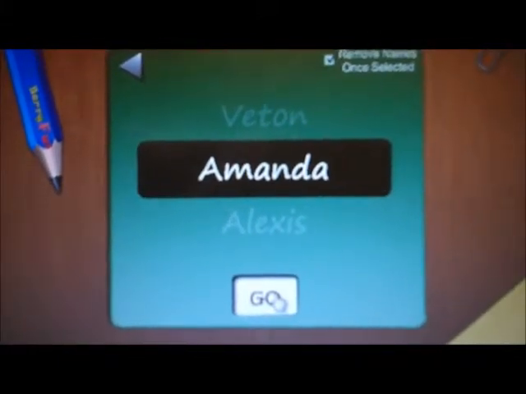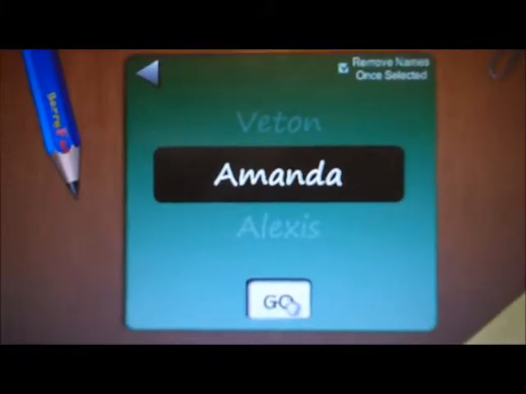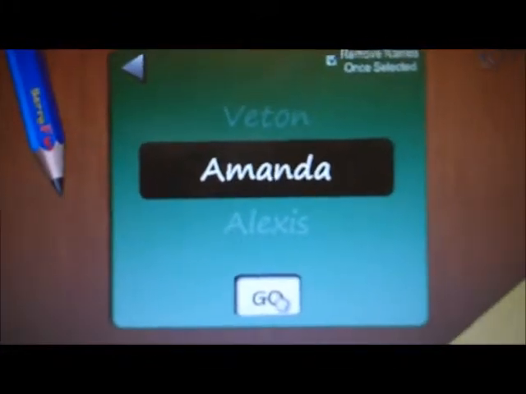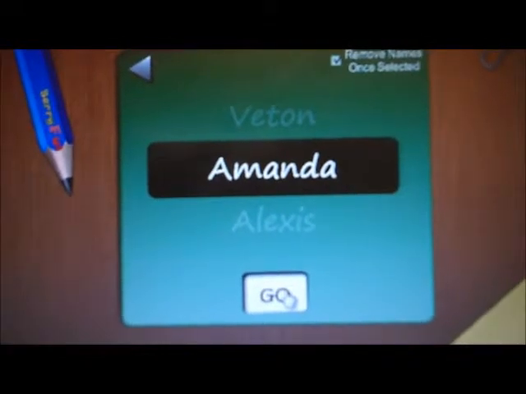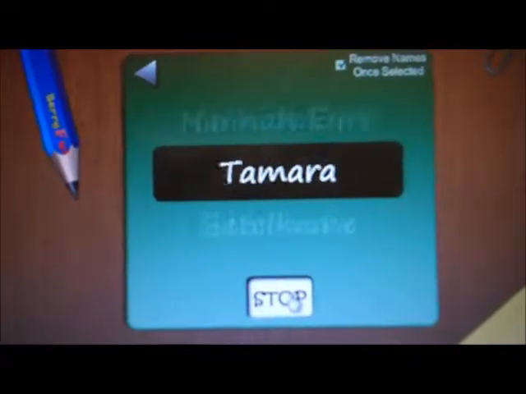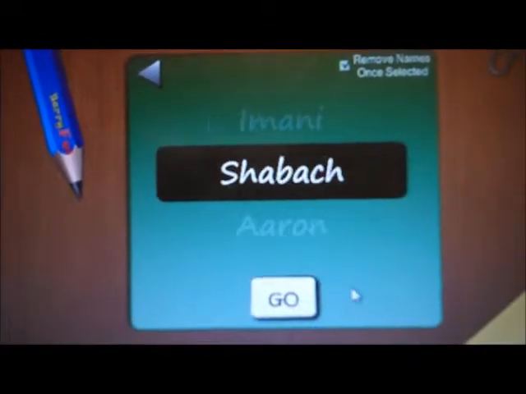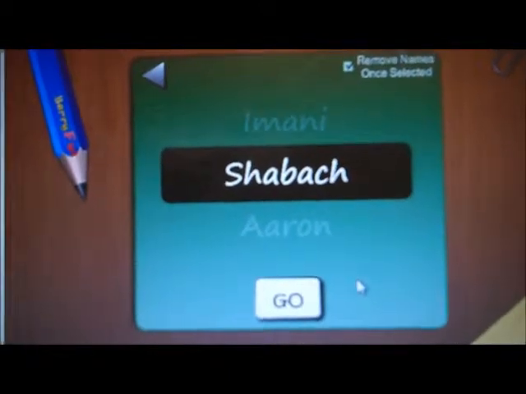And Amanda would be the one picked out. So she would come up, she would do her thing, and then I would say, okay, Amanda, you get to tell me when to stop. I would press this. She would say, stop. So Shabak would go next. So you go through that Random Student Selector, and you can see up here, remove names once selected.